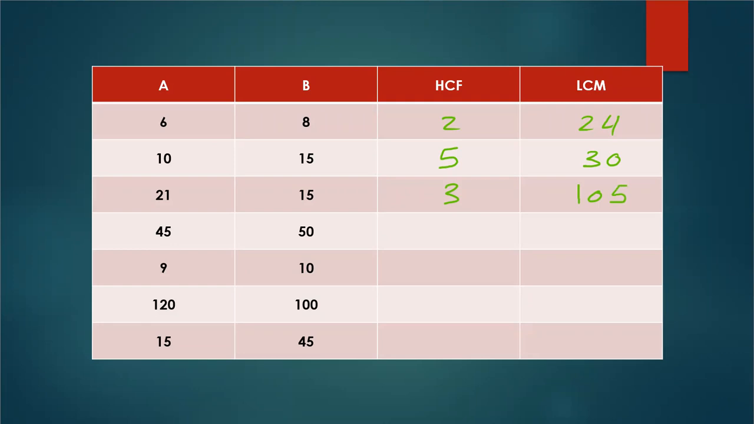About 45 and 50, the difference is 5 and is working perfectly here. 5 is a common factor. And to find the least common multiple again, multiply both and divide by 5. So it will be 450, like 45 times 10.